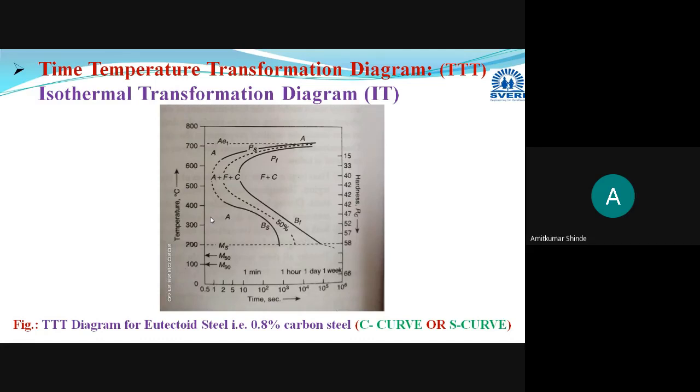This TTT diagram is the time temperature transformation diagram. As we have discussed earlier, depending on the transformation temperature only, austenite will give you three different products: pearlite, bainite, and martensite. Whichever the kinetics of that phase transformation is, meaning at which particular temperature and at which time interval which phases are there, that is indicated in this time temperature transformation diagram.